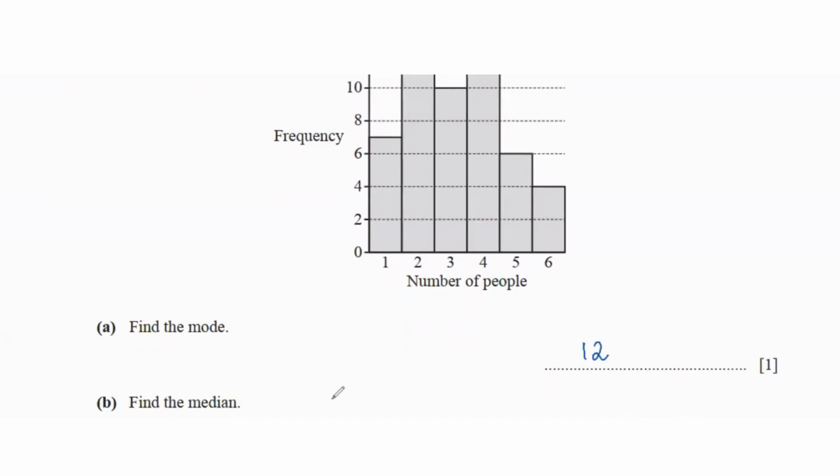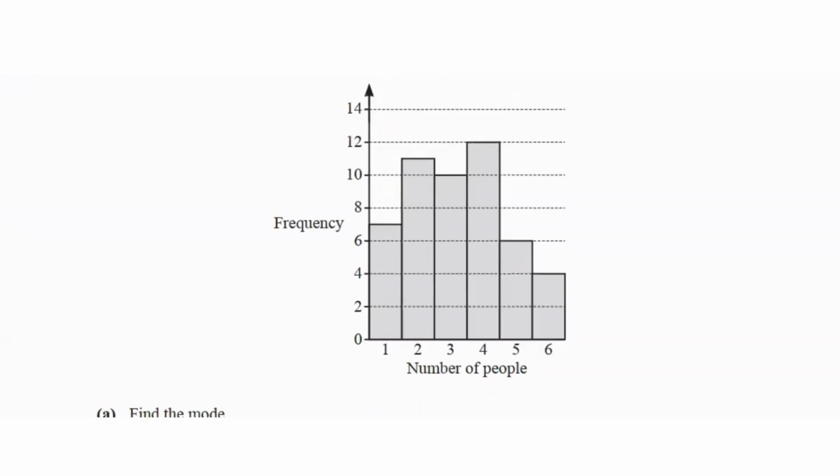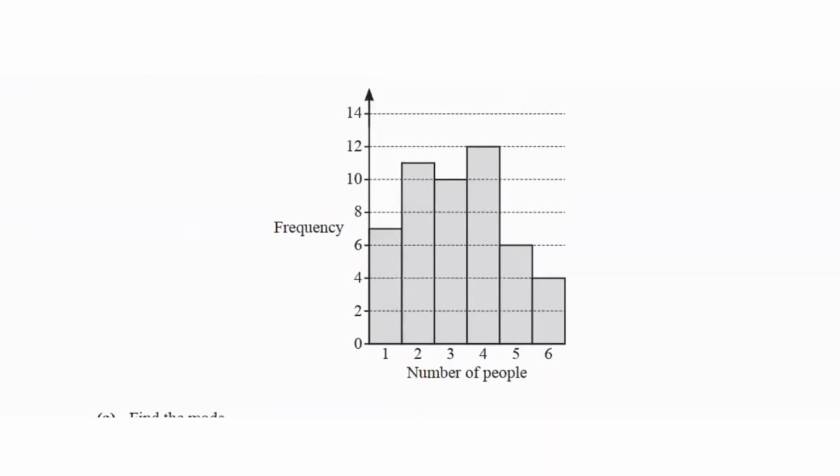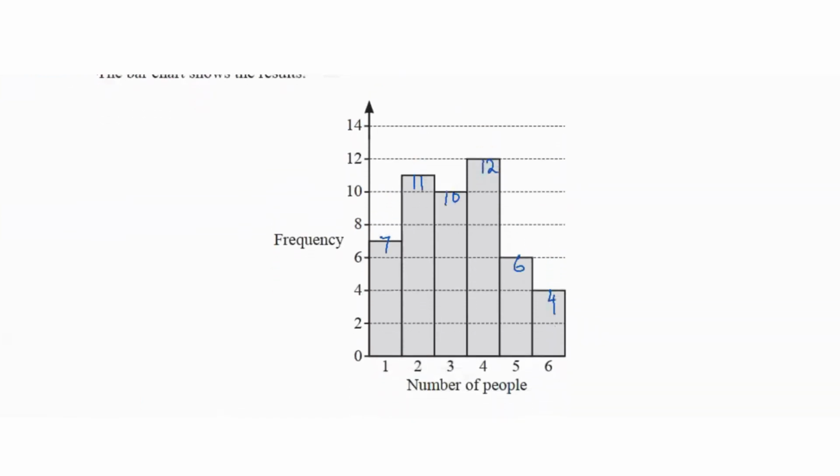Then it says find the median. So median is basically your middle value. So if we start writing the frequency first, for the number of people of 1, the frequency is 7. For 2 people, the frequency is 11. For 3, it's 10. 4, it's 12. For 5 people, 6. And for 6 people, it's 4. So in total, we have 50 houses.